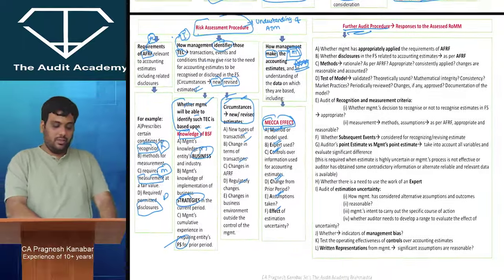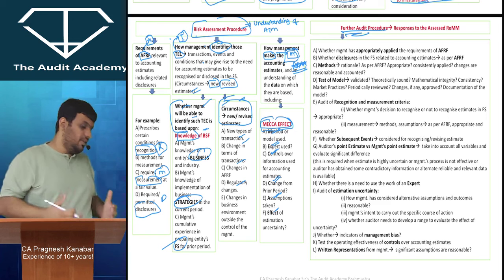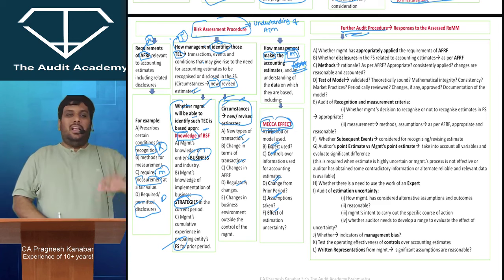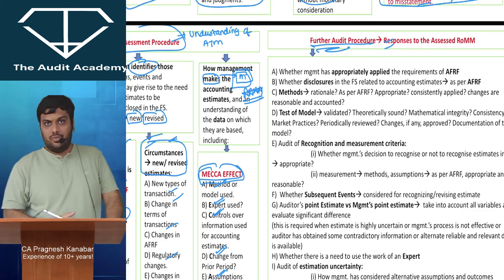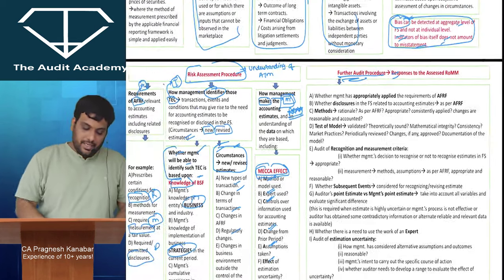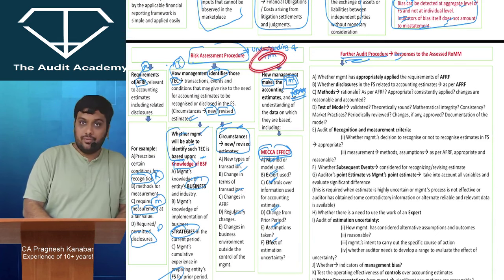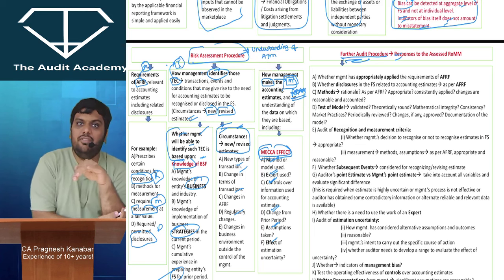So, I repeat, this is your content for risk assessment procedure. Please spend a few minutes over here. It is going to be very, very scoring in exams. Now listen to me, I'll give you one ninja technique. If the question is about further audit procedure, testing, responding to the situation, whatever you have understood in risk assessment procedure, the same things will be verified in further audit procedure.